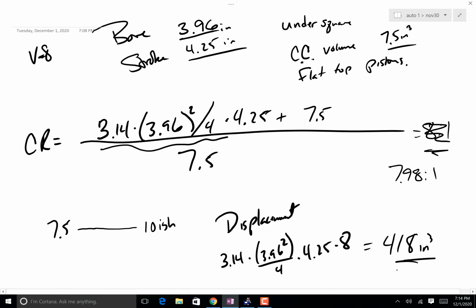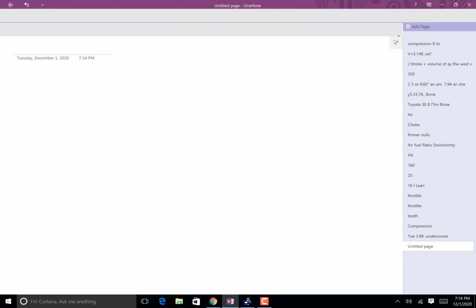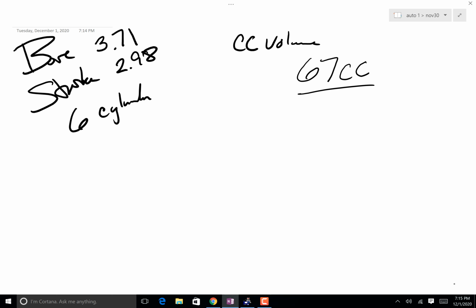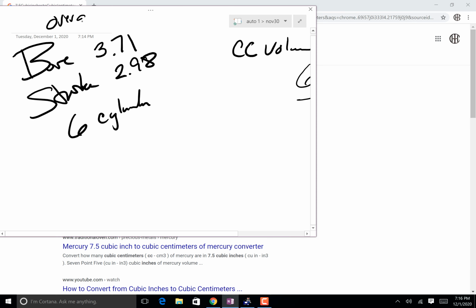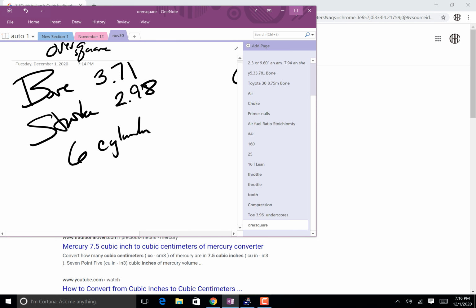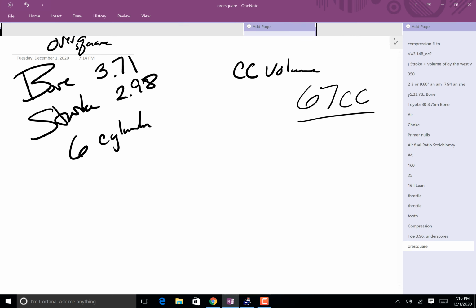That's a biggin. She's a biggin. Nice. Let's do another one, Mr. Groom. Okay, one moment, please. Okay, here's an engine. It's 3.71 bore, 2.98 stroke. Hey, Mr. Groom, does that mean it's over square because the bore is bigger? That's right. Good job. I'm proud of you. Give yourself a pat on the back. All right. Cool. Well done, friend.